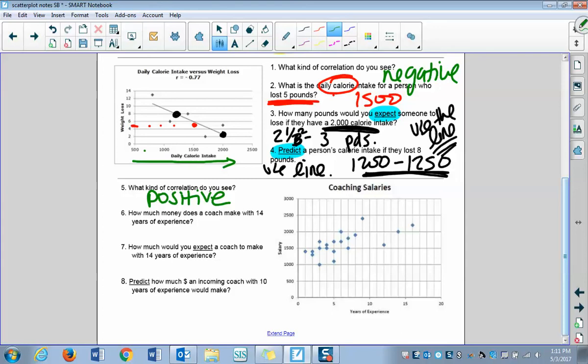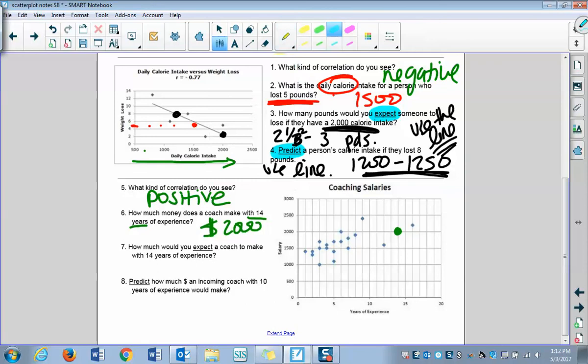correlation. The next question asks, how much money does a coach make with 14 years of experience? So they're asking, how much money does he make? They're not asking you to predict. They're not asking, what would you expect? They just want to know the exact amount, so we use the points. So we go to 14 years, and there's our point. We would expect them to make 2,000.